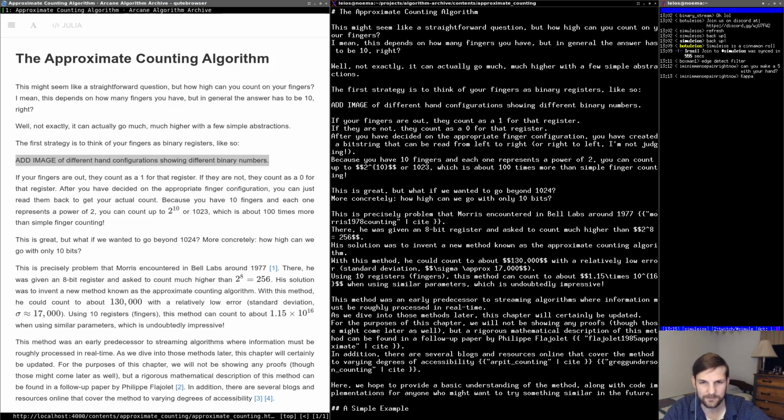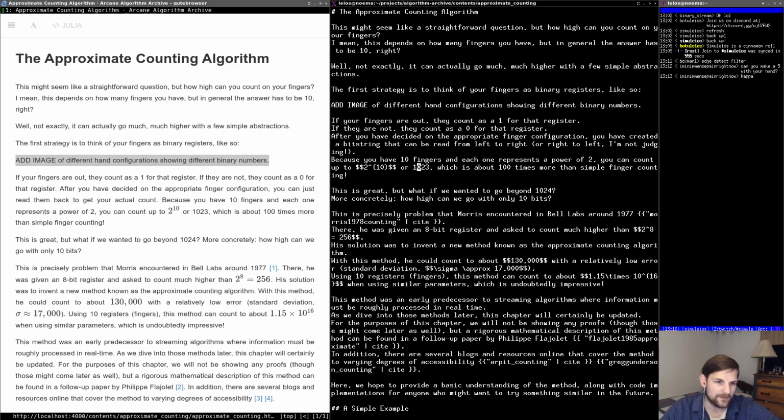Because you have 10 fingers, and each one represents a power of 2, you can count up to 2 to the 10th minus 1, or 1023. Now, I'm afraid to say 2 to the 10th minus 1, because then people are going to ask where the minus 1 comes from. You can count up to 2 to the 10th, or 1023. Yeah, I guess that makes sense. Which is about 100 times more than simple finger counting.